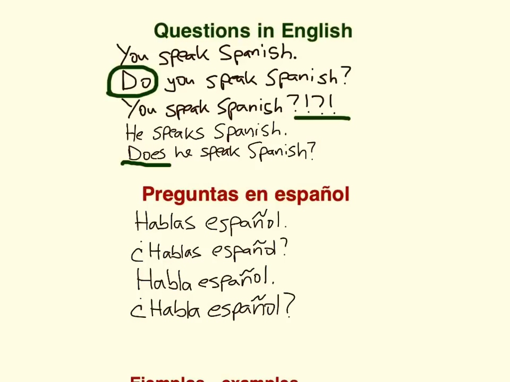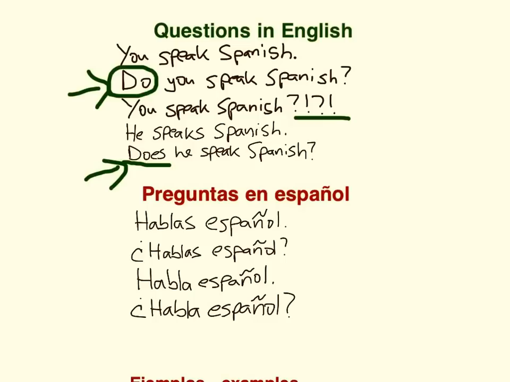So note that you do not translate "do" or "does." You don't have to translate that. And that's actually how I can tell if you're using Google Translate, because people are going to try to translate "do you speak Spanish," and the verb "to do" is a different verb and it shouldn't be there. All you have to do to make a question in Spanish is put question marks around it.